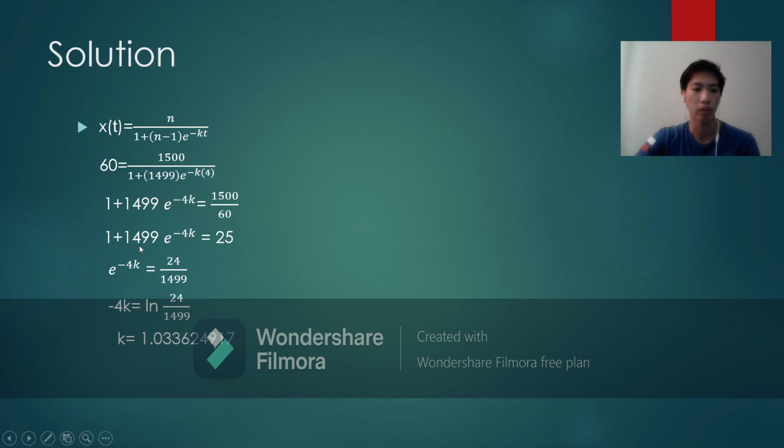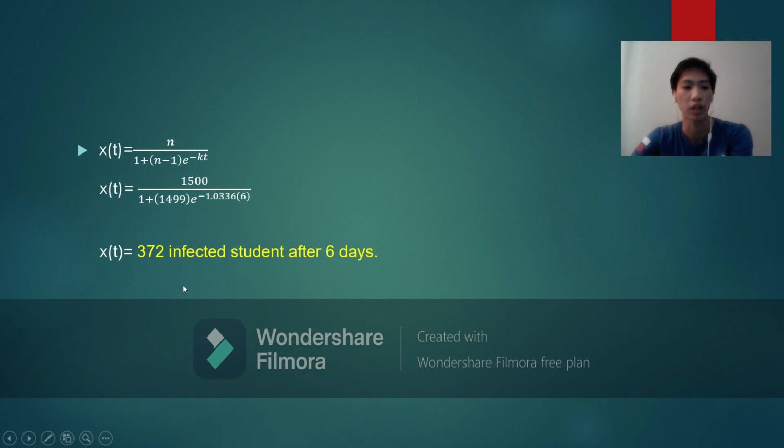So 1 plus 1,499 e raised to negative 4k equals 25. So we transpose the 1, so it becomes 24 over 1,499. e raised to negative 4k equals 24 over 1,499. After that, it becomes negative 4k equals the natural logarithm of 24 over 1,499. So k is 1.0336, and so on. That's the answer for that.